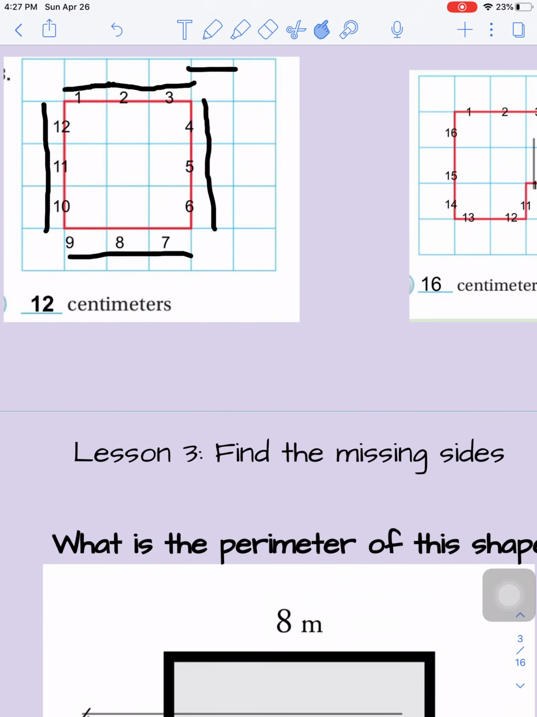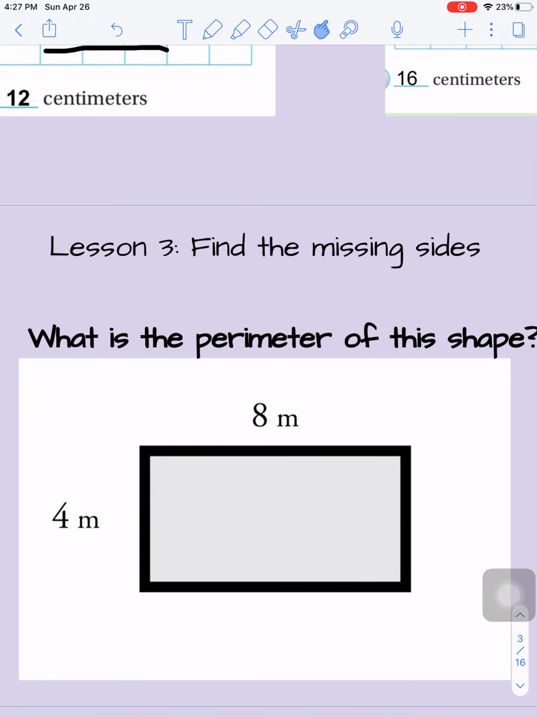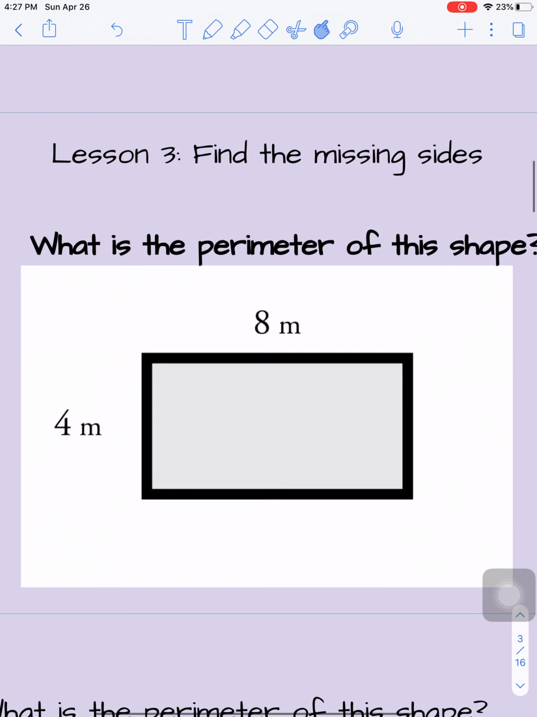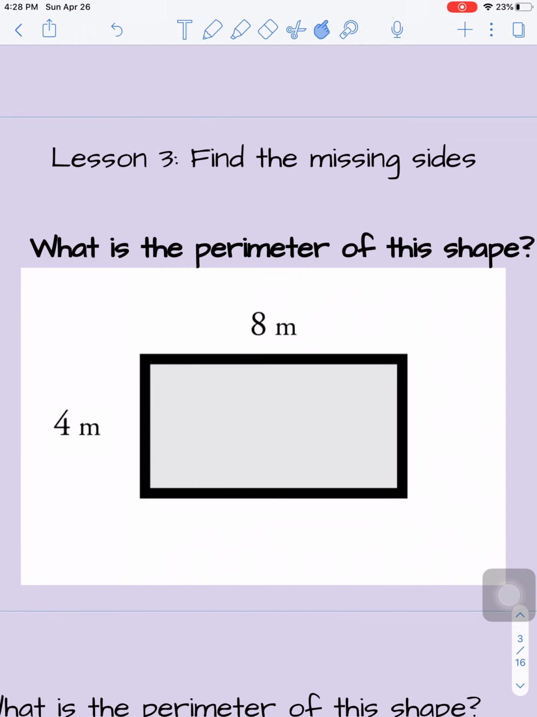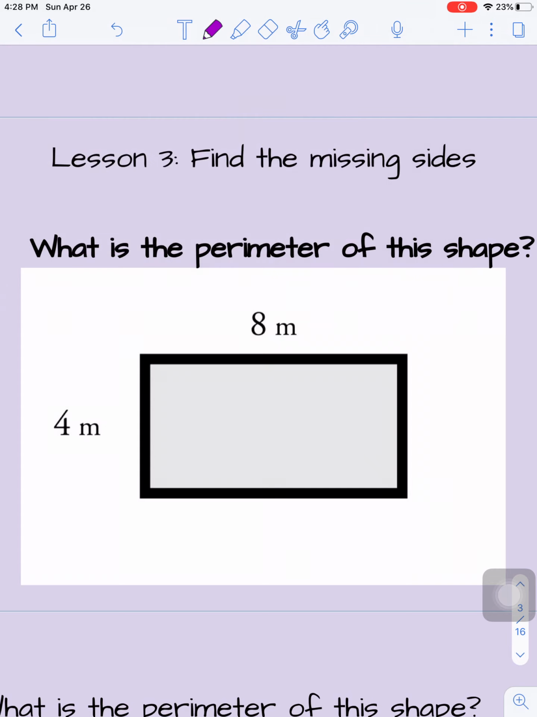And then today we are going to learn how to find the perimeter when you are not given all the lengths to every side. So when you look at this shape, the question is, what is the perimeter? And you might have noticed that you are missing a few lengths.